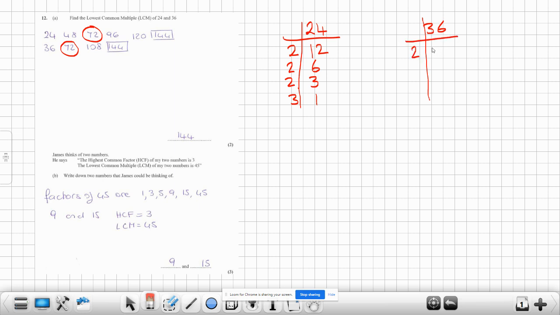Take out a factor of 2 and we get 18. 2 and we get 9. 3 left with 3 and 3 left with 1. And you could even do it quicker because when we get to 9 you should recognize that that is 3 squared. So you could immediately take out the 3 squared instead of 3 and then another 3.